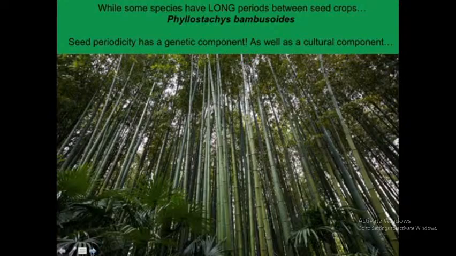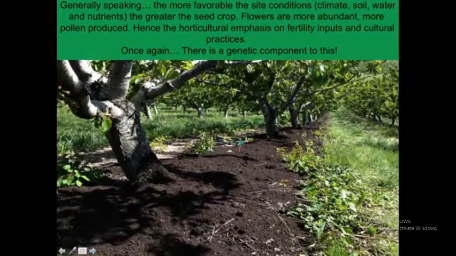So if you're going to grow that kind of bamboo, you just got to know that that day is going to come someday. So generally speaking, the more favorable the site conditions, climate, soil, water, the greater the seed crop. Once again, this is where horticulturists have jumped on this. This is a certified organic cherry orchard, and they're doing fairly immaculate weed control underneath with probably a weed badger tool that goes by and tills it all up, and then applying compost and mulch and whatever sprays and bells and whistles that they're using, because it actually does stimulate a greater seed crop.